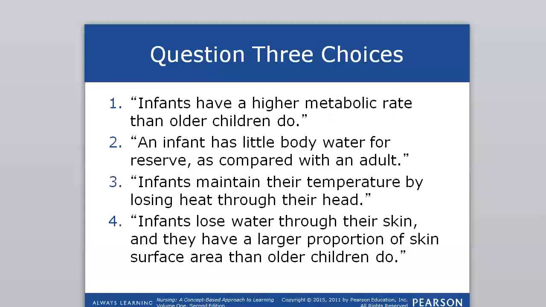Number 1, infants have a higher metabolic rate than older children do. Number 2, an infant has less body water for reserve as compared with an adult. Number 3, infants maintain their temperature by losing heat through their head. And number 4, infants lose water through their skin and they have a larger proportion of skin surface area than older children do.